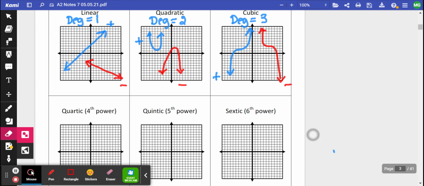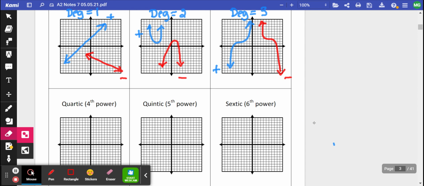Okay, so now we're going to get into some more that you haven't done yet. So a quartic is a 4th power, okay? So degree 4, if we want to look at it that way. And a 4th degree polynomial looks like this. It has four directions in the graph. So look, 1, 2, 3, 4, something like that.